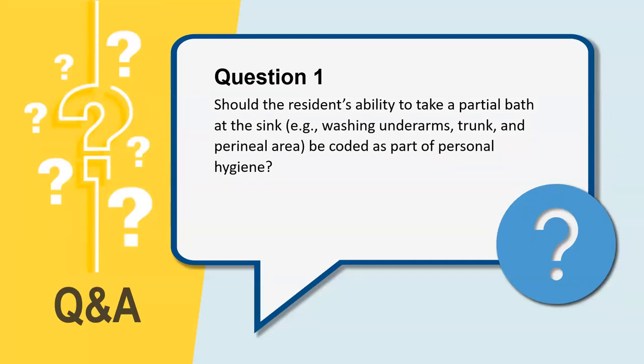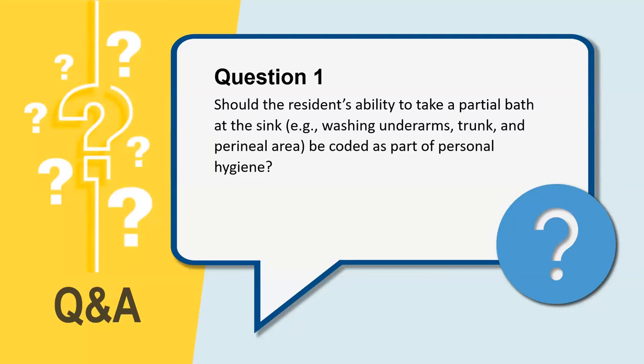Thank you, Teresa. We have several questions for you. And the first is, should the resident's ability to take a partial bath at the sink, for example, washing underarms, trunk, and perineal area, be coded as part of personal hygiene? Thanks, Lisa. Personal hygiene involves the ability to maintain personal hygiene, which includes combing the hair, shaving, applying makeup, and washing and drying the face and hands. It excludes baths, showers, and oral hygiene.